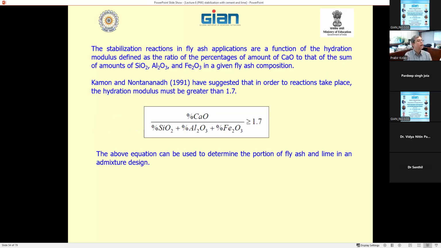Or cement. So again, there are several relations here. You can calculate how much that is. There's a major component: the silica, alumina, iron. If you calculate the calcium oxide percentage divided by the silica and alumina percentage, if it is more than 1.75, then it is better. Such that the order of reaction takes place, the hydration modulus must be 1.7. So basically, you can see here, calcium oxide should be more, right? If it is the numerator, it should be more than 1.7. So the calcium oxide should be more. Okay? So this will give you a little bit of guideline.